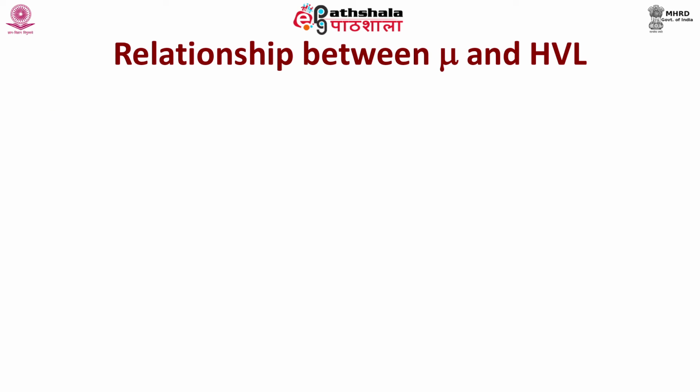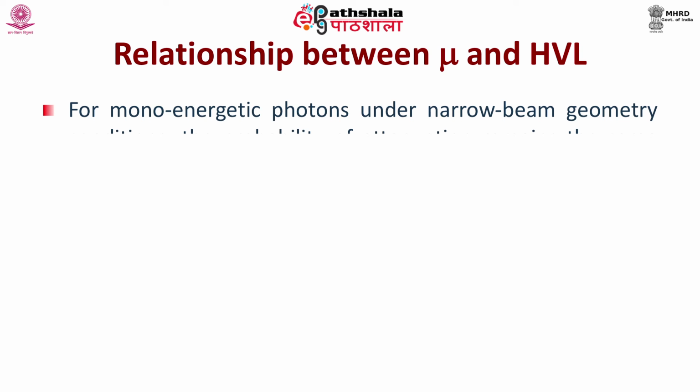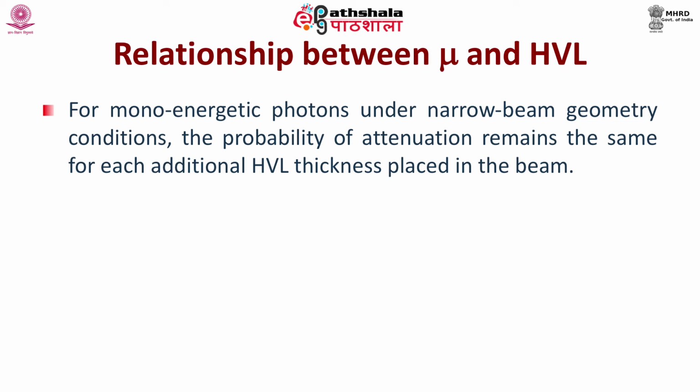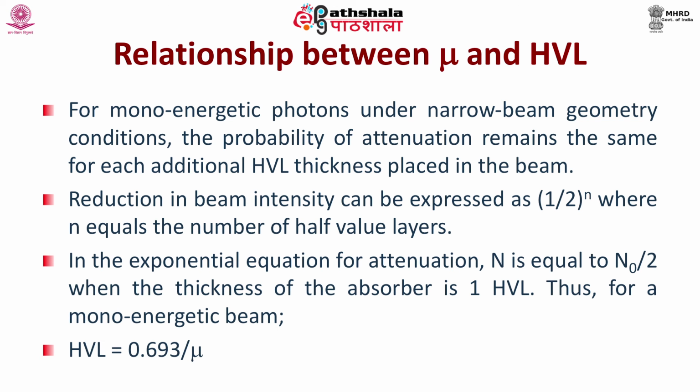Now, there exists a relationship between the attenuation coefficient mu and the half value layer. For monoenergetic photons under narrow beam geometry, the probability of attenuation remains the same for each additional HVL thickness placed in the beam. The formula for the half value layer is given on the screen, and it can be seen that the half value layer is equal to 0.693 divided by mu. That is, the more the attenuation coefficient, the lesser the value of the half value layer.